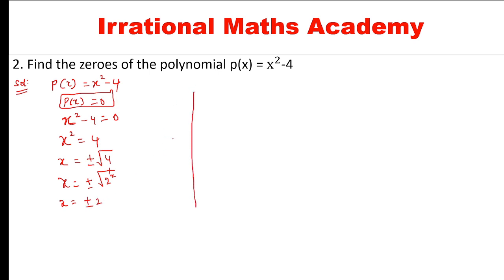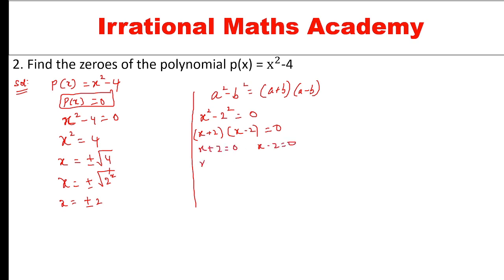So this is one way to solve this. The other way is, if you remember, a square minus b square equal to what? a plus b into a minus b. So if you look at this question, x square minus 4, can I write it as x square minus 2 square equal to 0? So it is of the form a square minus b square. So x plus 2 into x minus 2 equal to 0. If the product is 0, that means either x plus 2 equal to 0 or x minus 2 equal to 0. So x equal to minus 2, x equal to plus 2. Is this clear? Okay.